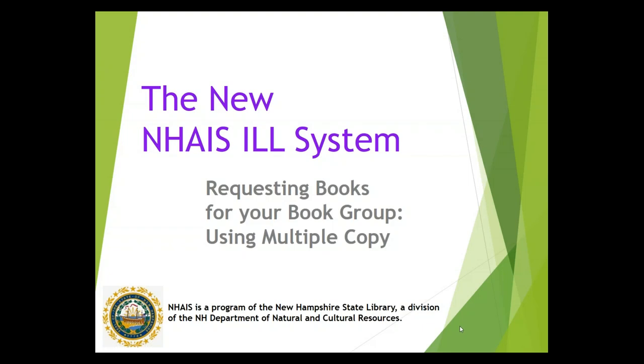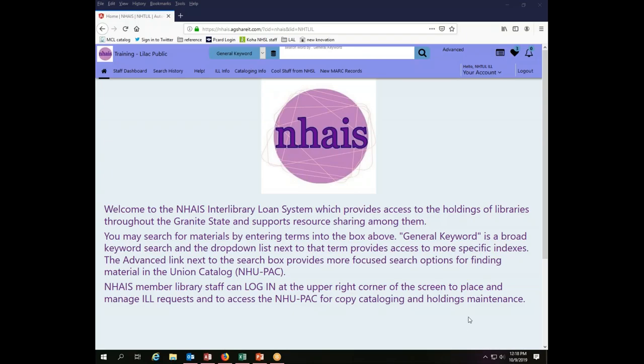This video explains how to use the multi-copy function of the new NHAIS ILL system. This function is useful for requesting multiple copies of the same item, for example, for a book group. To place a request for multiple copies of the same item, you'll begin from the NHAIS Interlibrary Loan screen.